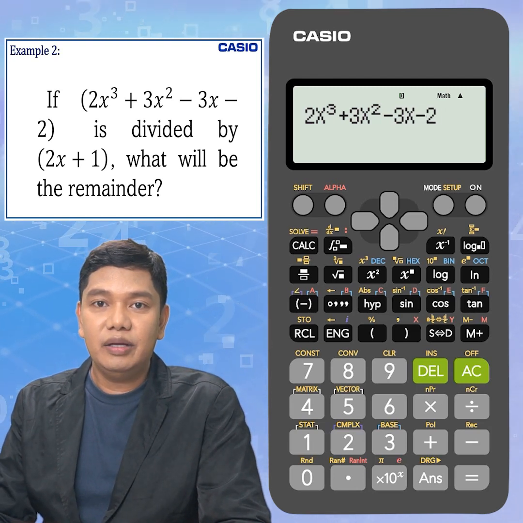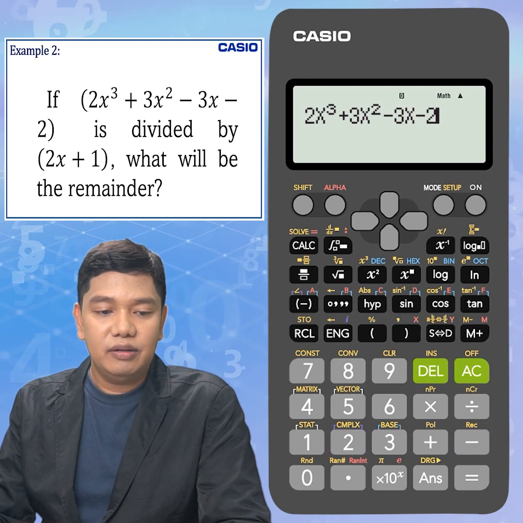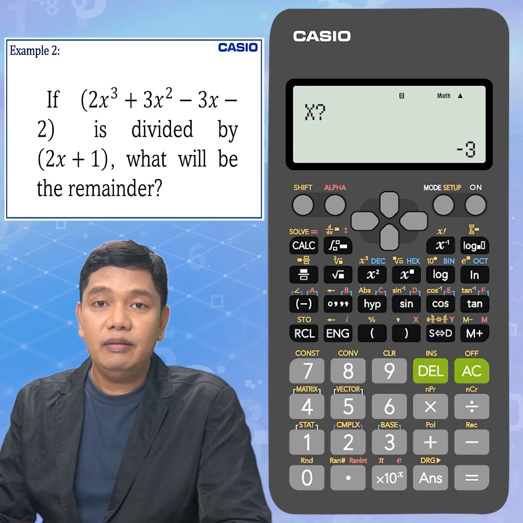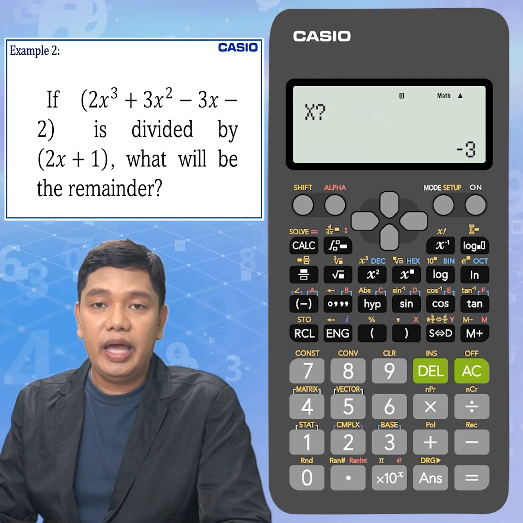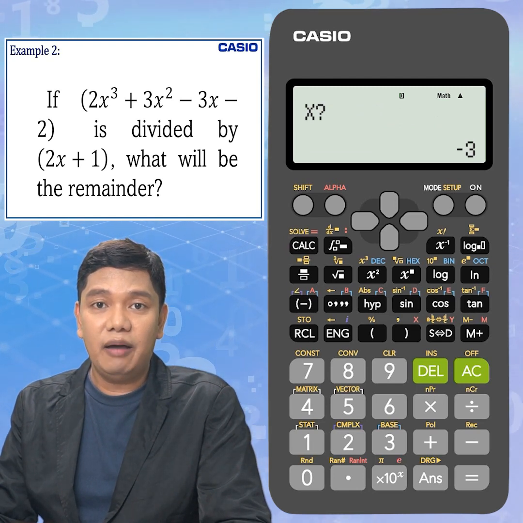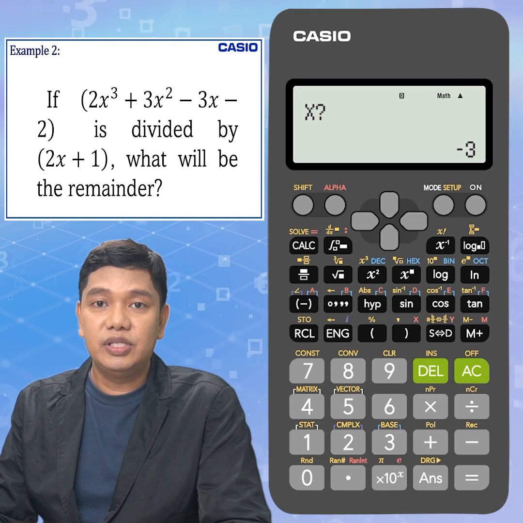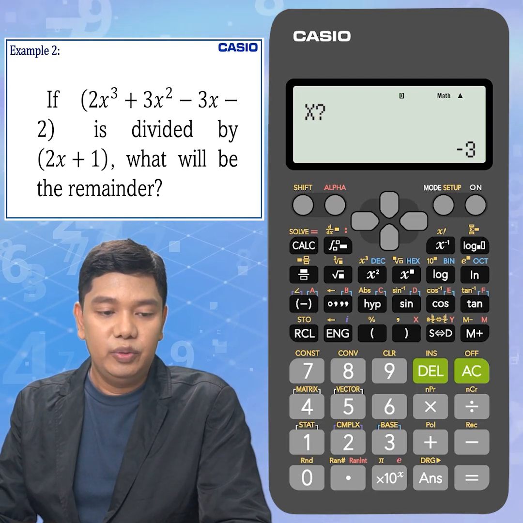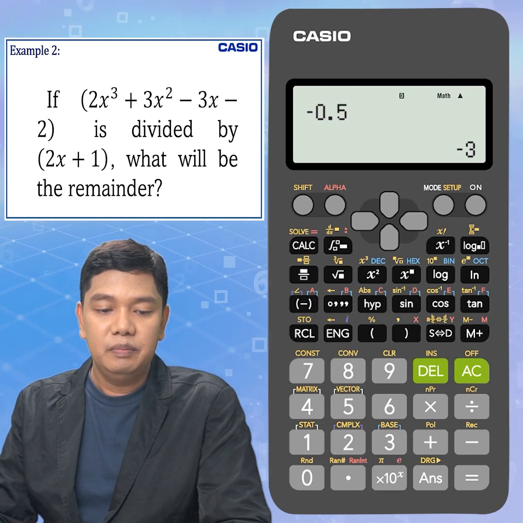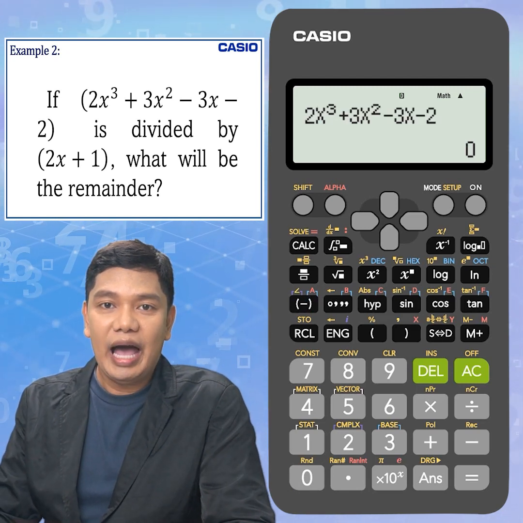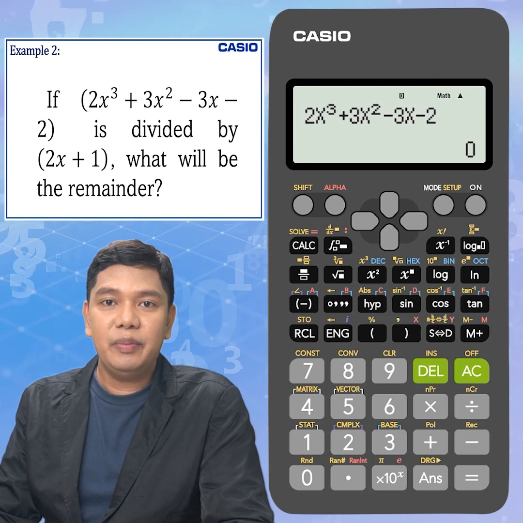To get the remainder, press calculate, and then press or enter the value of variable x, which is negative 1/2 or negative 0.5. Doing so, we have negative 0.5. Pressing equals, we have the value of the remainder as 0.